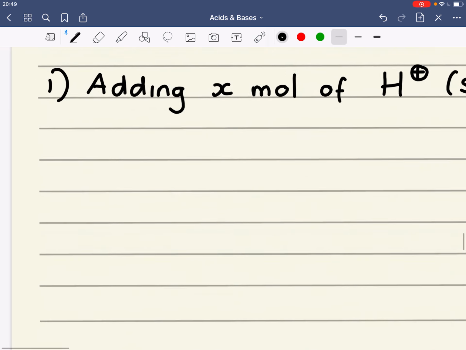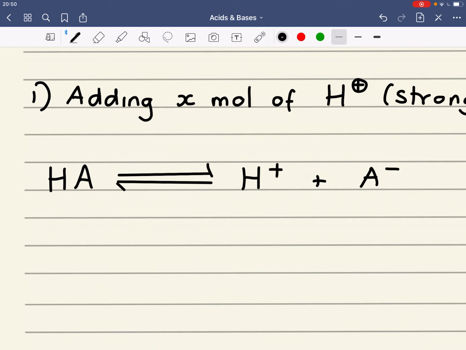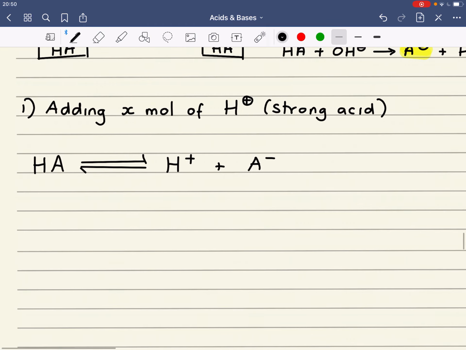What we'll have a look at then is the dissociation of a weak acid, and I will just use HA for my weak acid. And that dissociates, as you know, into H+ and A-. So let's have a look. Using Le Chatelier's principle, how would adding hydrogen ions affect the equilibrium?